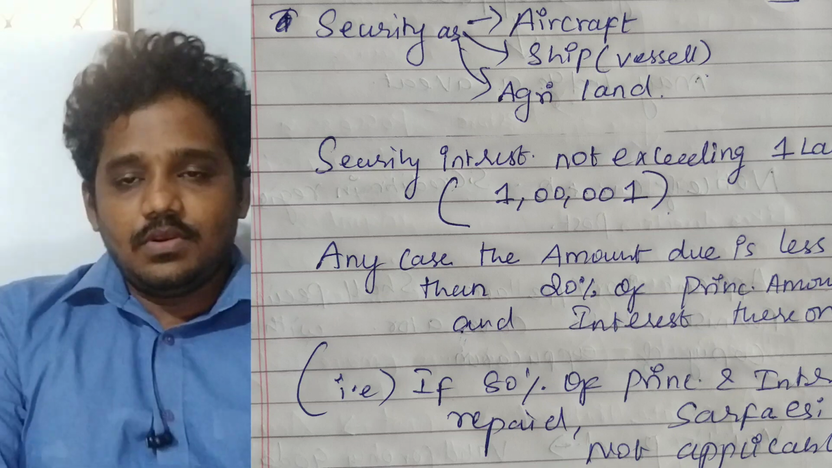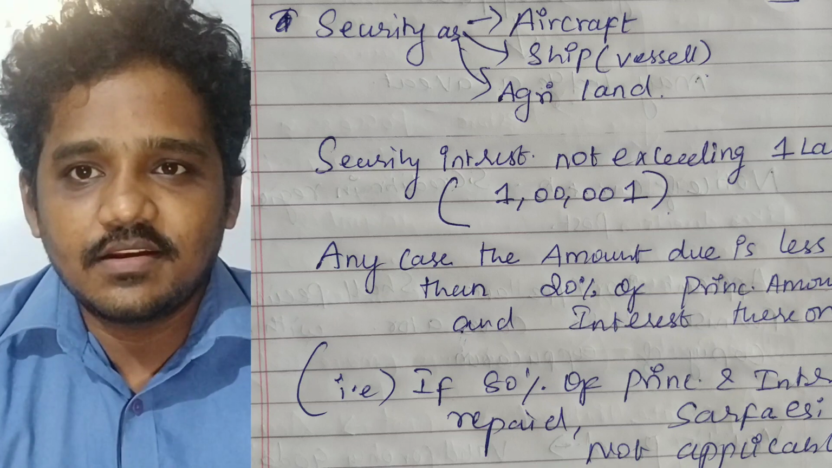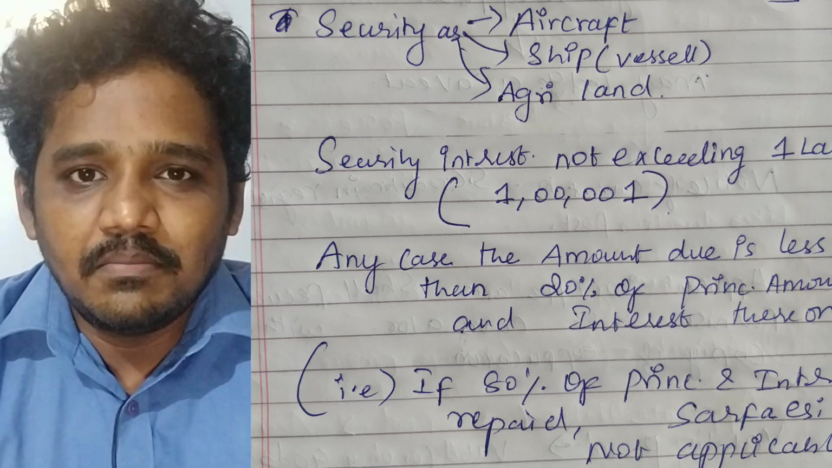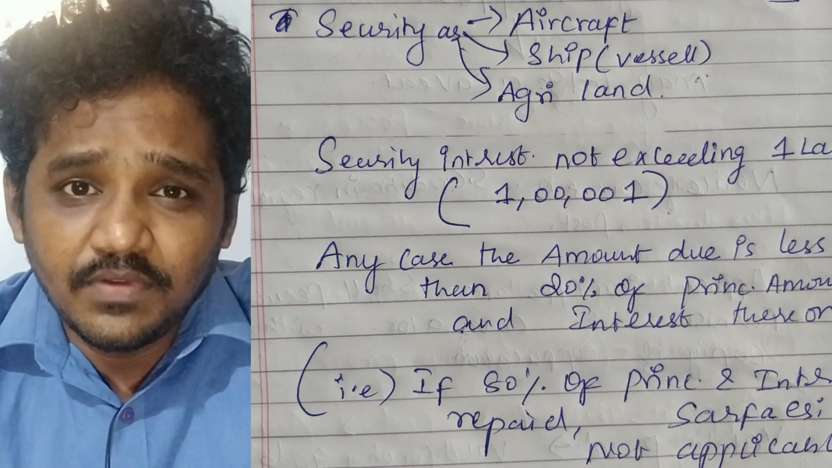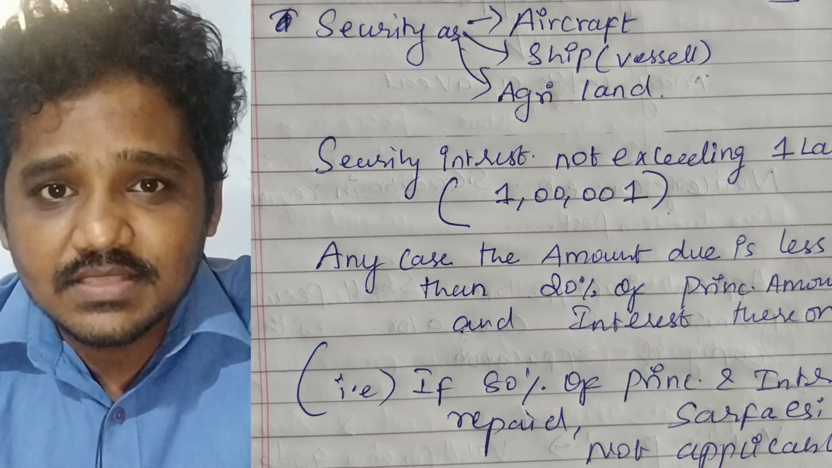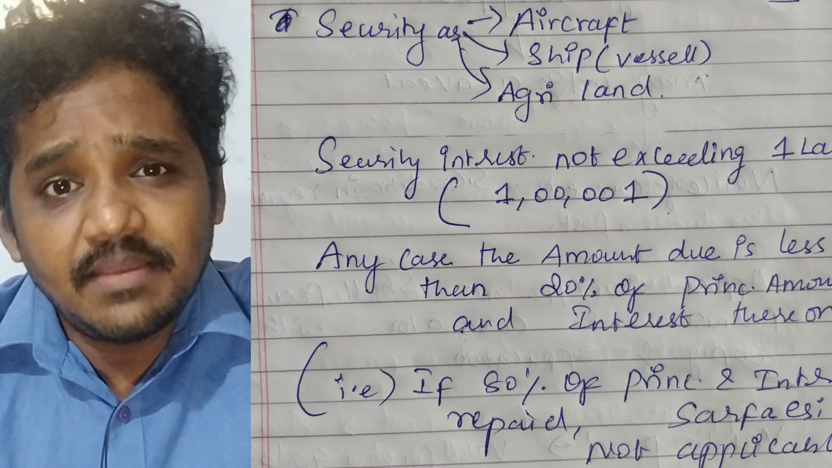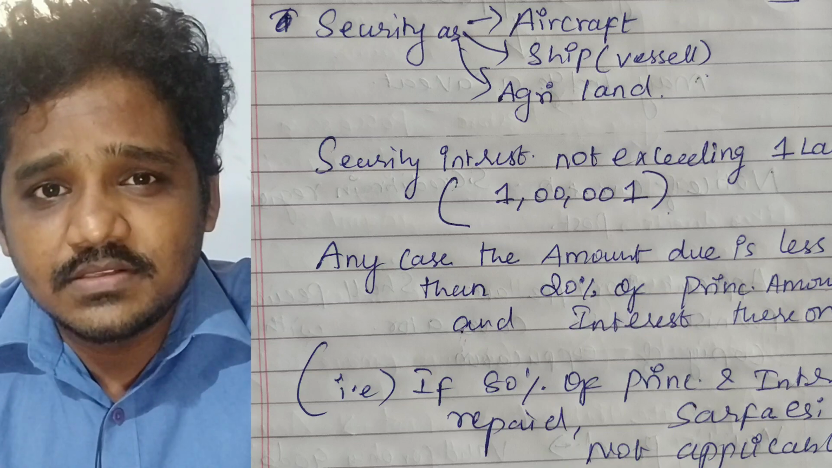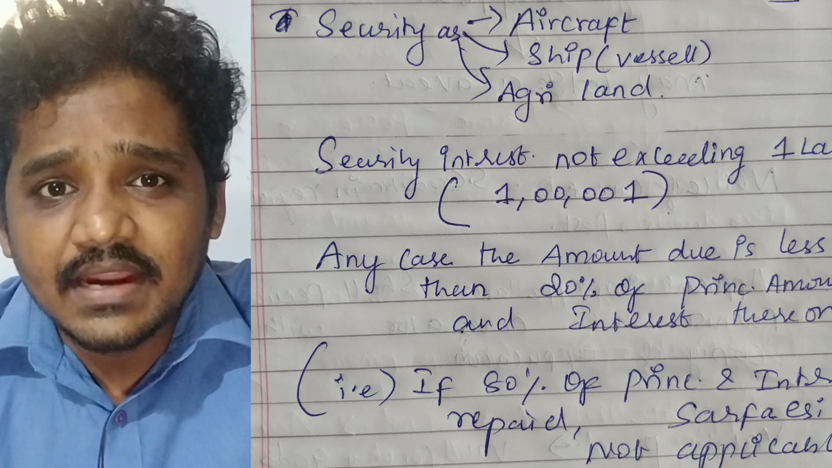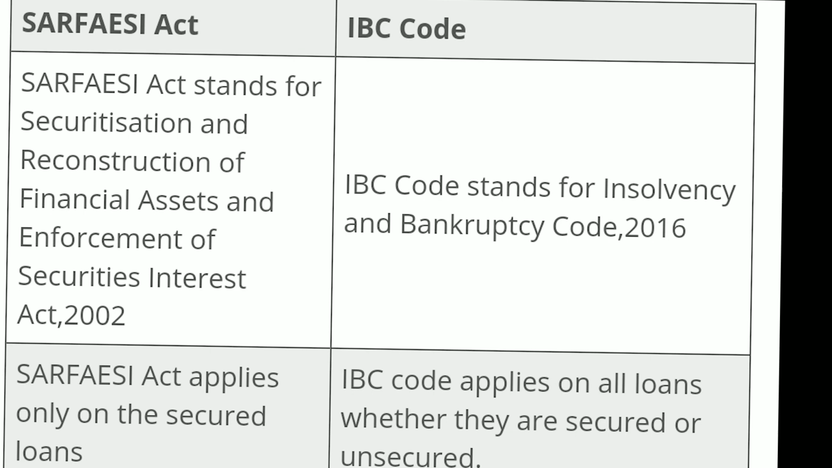Now we have just discussed the SARFAESI Act, so let's do a quick comparison of the differences between the SARFAESI Act and the IBC. These two acts serve the same purpose, so why are there two acts? The SARFAESI Act covers cases where the debt is a secured debt, whereas the Insolvency and Bankruptcy Code covers cases that have both secured and unsecured debt.